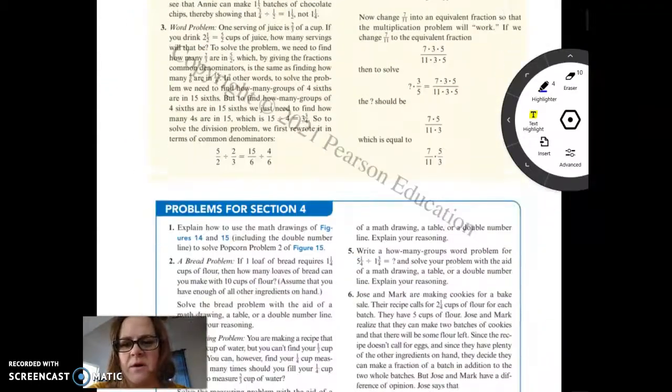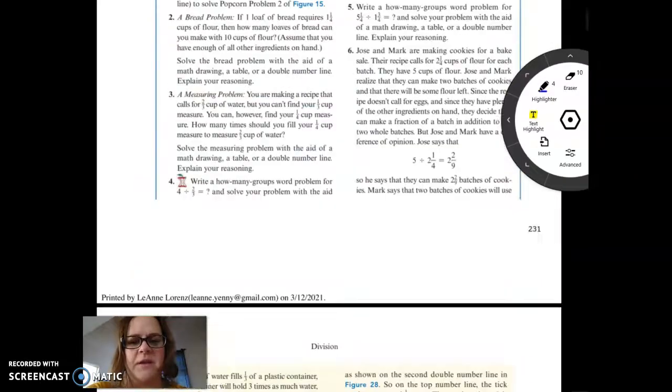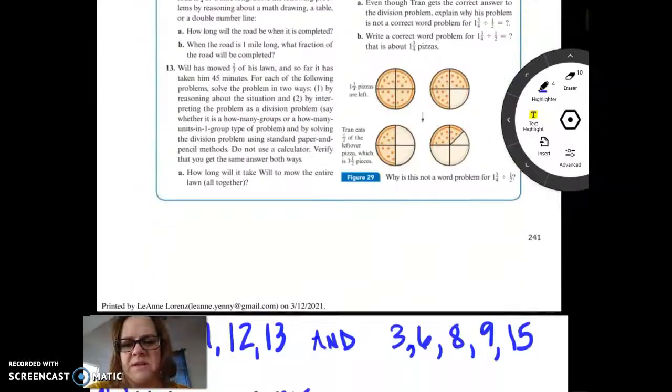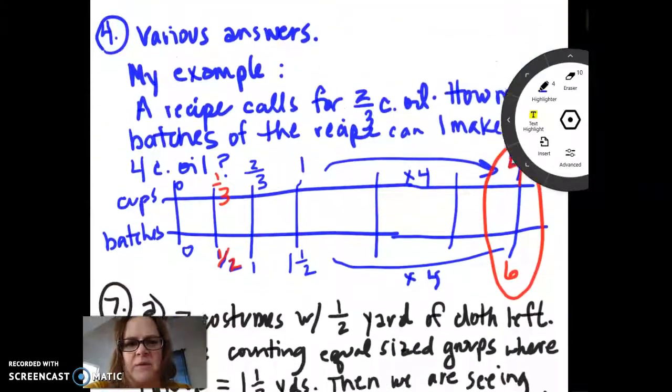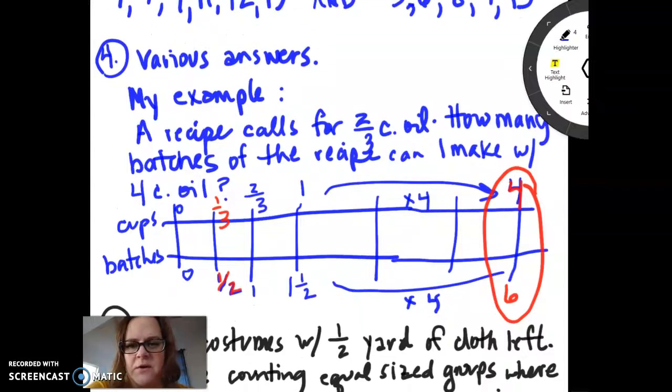All right, number 4. So in number 4, you had to write a how many groups word problem for 4 divided by 2/3 and then solve it with some sort of math drawing. And so what I wrote here is that a recipe, so you're going to notice most of my examples are cooking because I love to cook. So a recipe calls for 2/3 cups of oil. How many batches of the recipe can I make with 4 cups of oil?